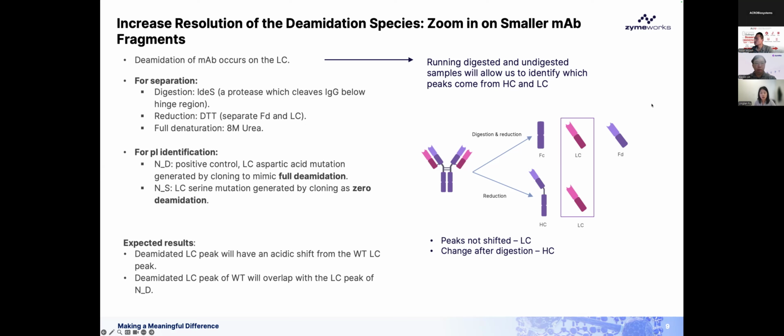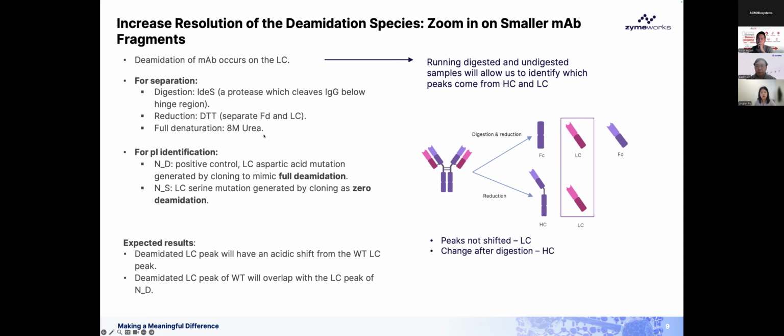On the top is the antibody after digestion and reduction, where it gets broken into Fc, light chain, and Fd. On the bottom is reduction only, where it gets broken into heavy chain and light chain. So by comparing digested and undigested conditions, the cIEF peaks that remain unchanged should come from the heavy chain. This will help us identify peak species.